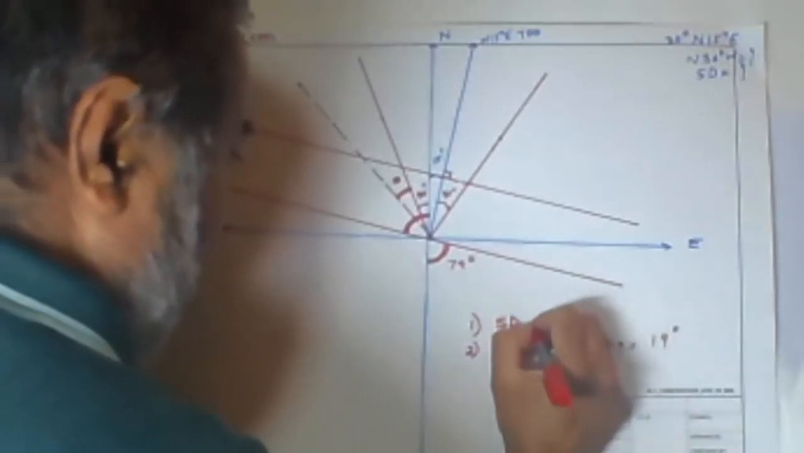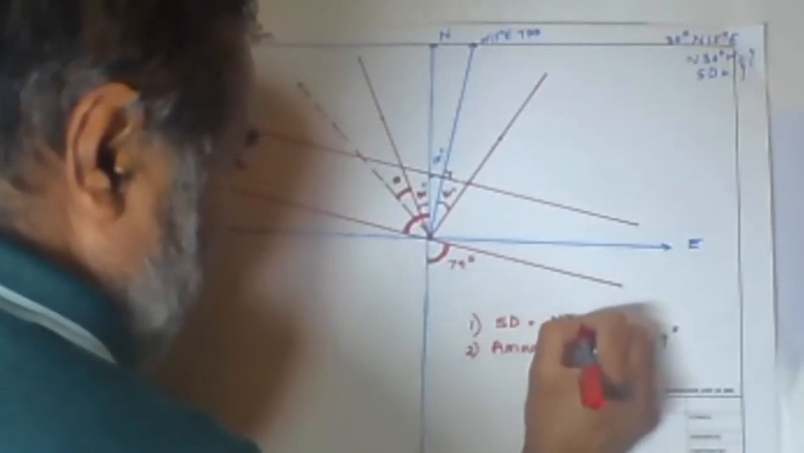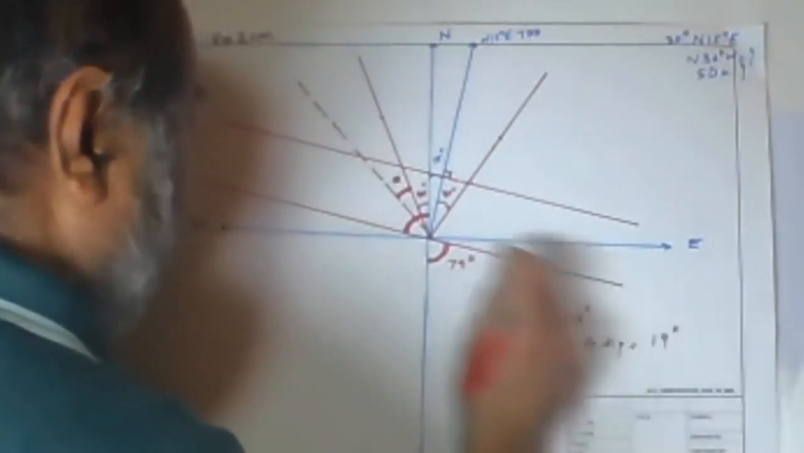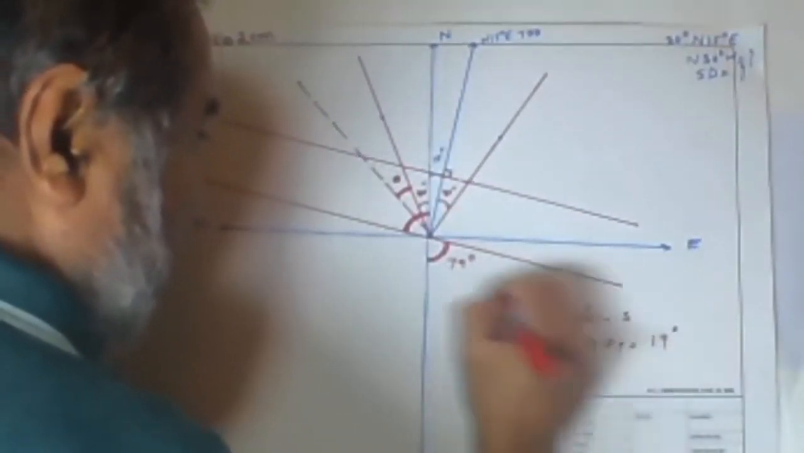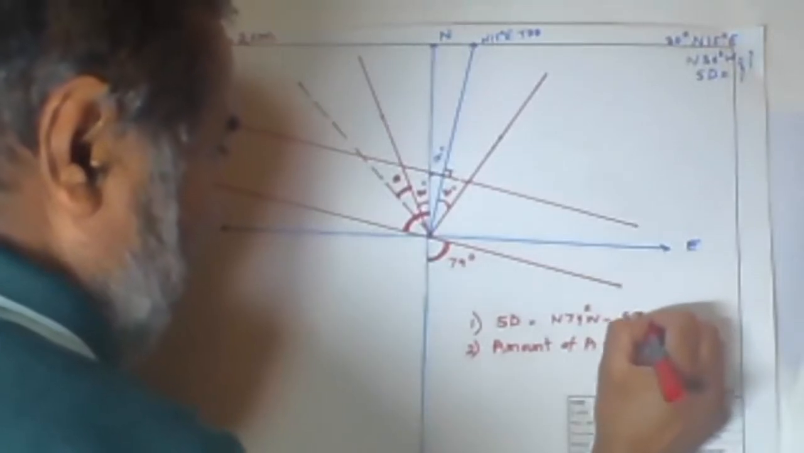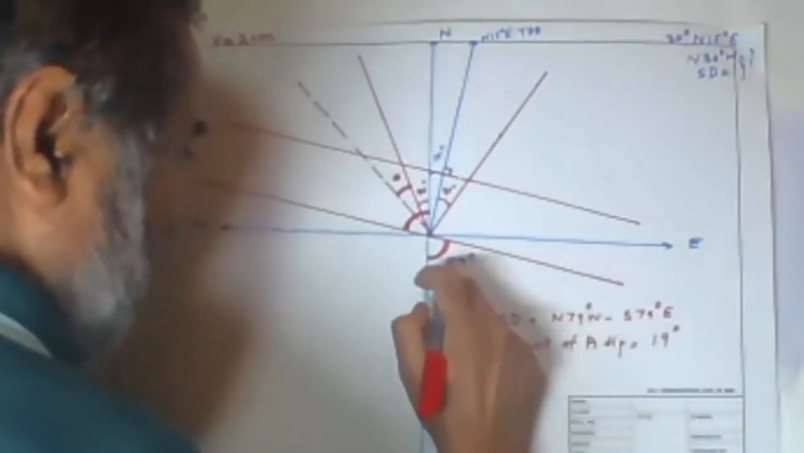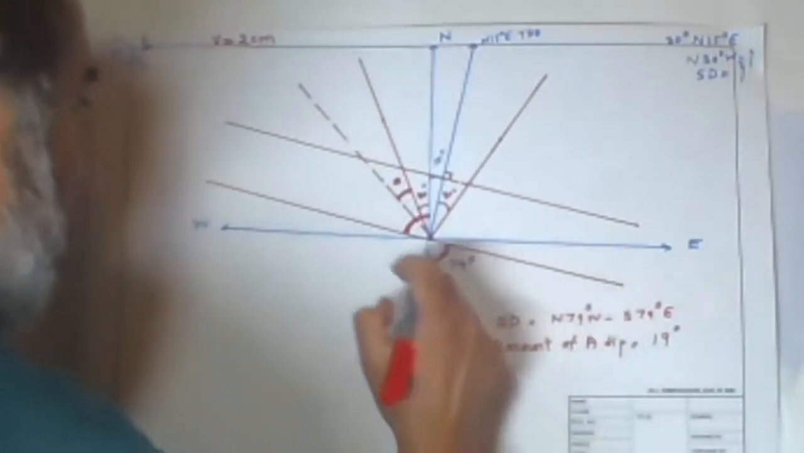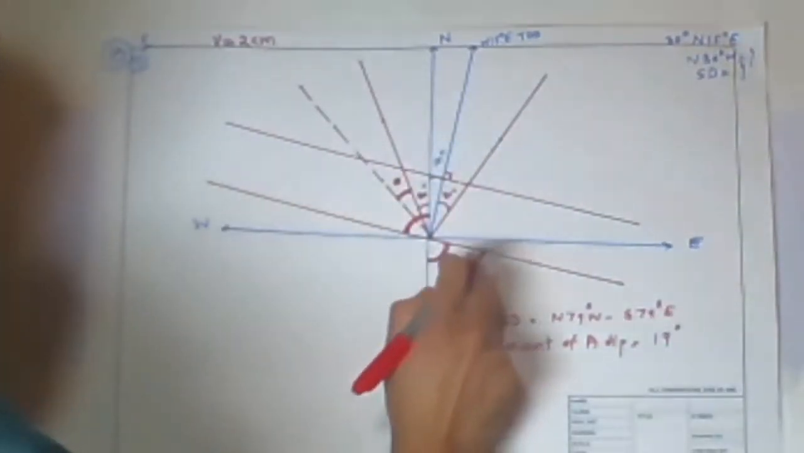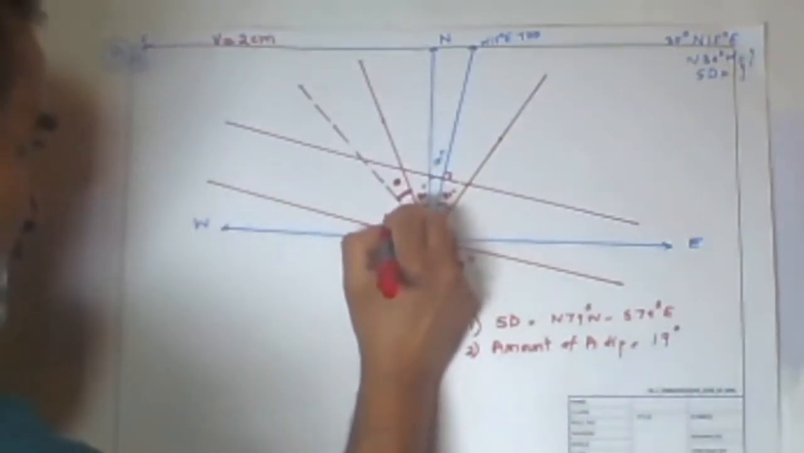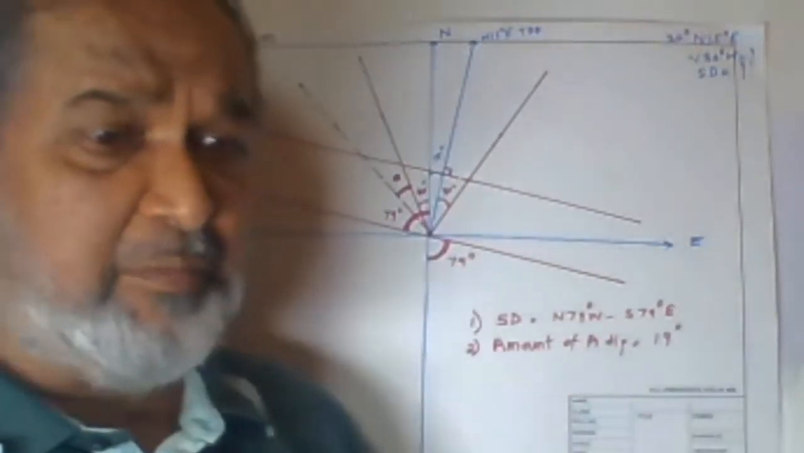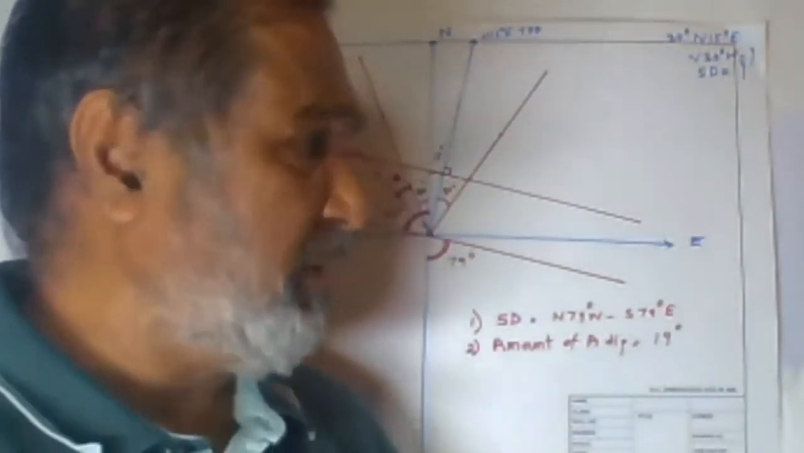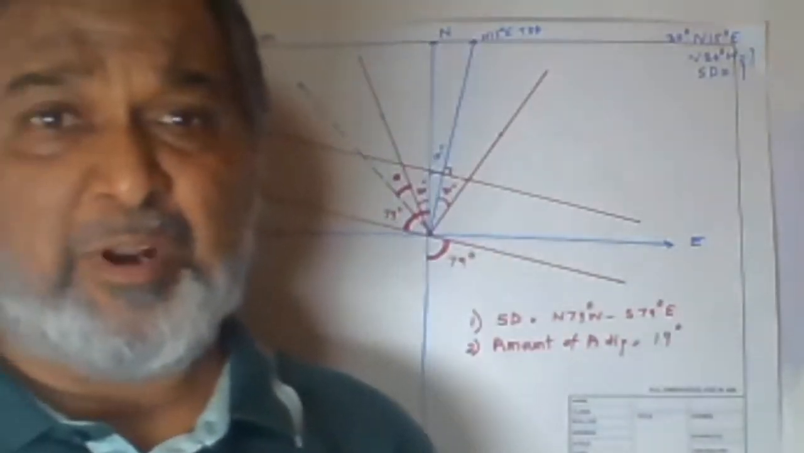So what will we write? North 79 degree, where is it? Towards the west. Dash south 79 degree towards east. So south it is east and north it is west. So it is 79. So here also it should be 79 because there is a straight line. So if you measure the angle, any one of these will give you the correct one. So this is problem number 1.